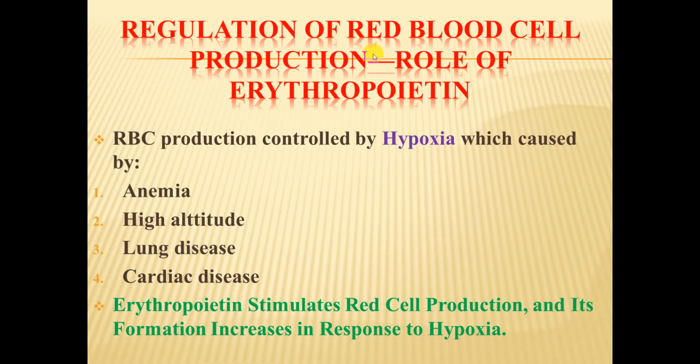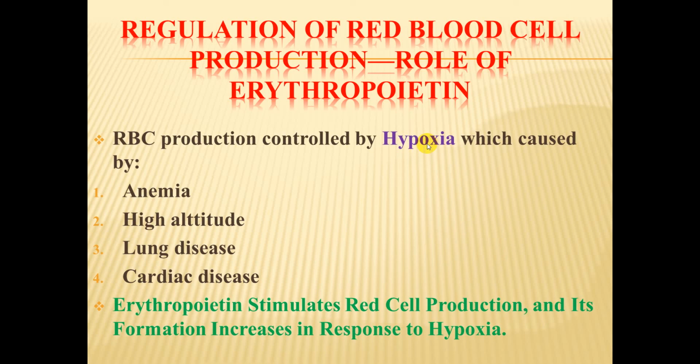Regulation of red blood cell production and the role of erythropoietin. RBC production is controlled by hypoxia. It is clear: if there is hypoxia, there will be a requirement for production of RBC. When there is no hypoxia, production will be quiet or stable; it does not need more production. Of course it does not stop completely, but within the normal range it does not need overproduction of RBC.